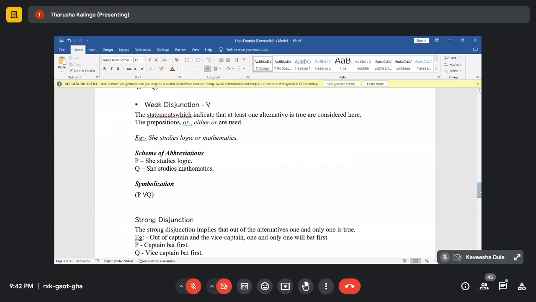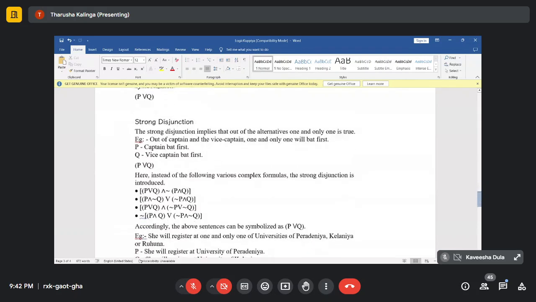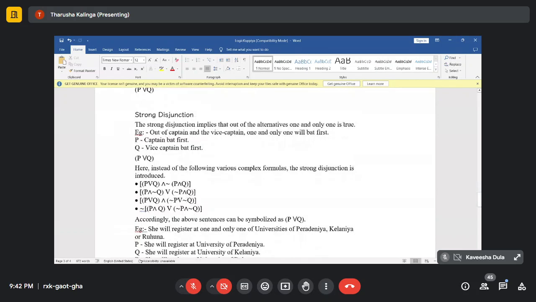Next, strong disjunction. Okay, here the strong disjunction refers to the fact that out of the alternatives, one and only one is true. If one and only one is true, then the output is true. All the other chances are false, like the value is false. Here it should be changed. I think I have taken the wrong document. That is why the editing part was not there.